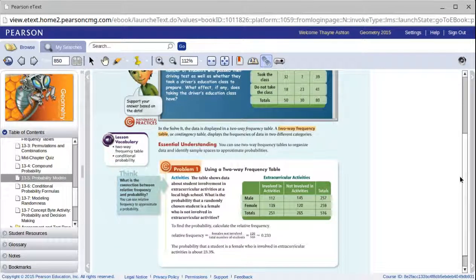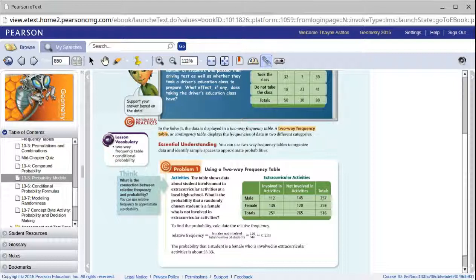Problem 1. The table shows data about student involvement in extracurricular activities at a local high school. What is the probability that a randomly chosen student is a female who is not involved in an extracurricular activity? In order to find the probability, you need to calculate the relative frequency. To solve the problem, think what is the connection between relative frequency and probability. You are able to use relative frequency to find the approximate probability.